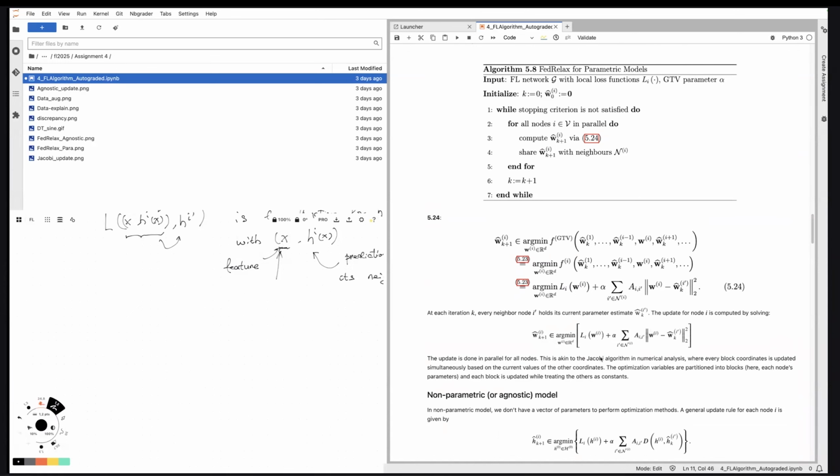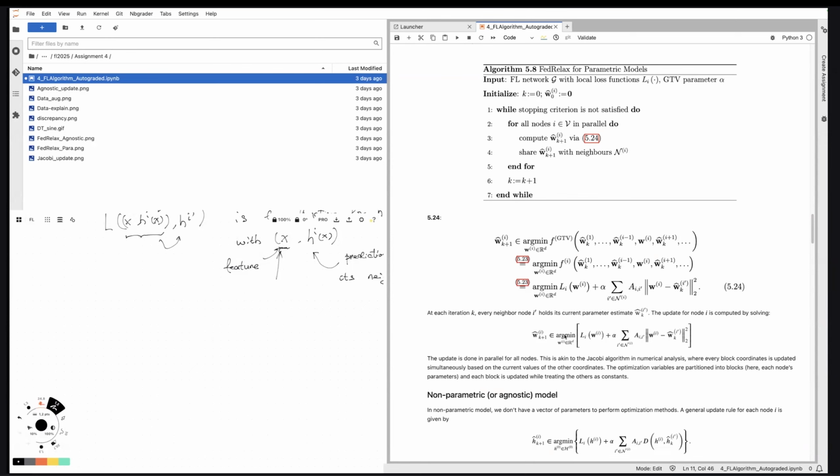Then it's the ideal Jacobian algorithm, if you know it from linear algebra, where we fix the other parameters, and by this way we can only update this w_i here. Did I make it clear? Okay, thank you.